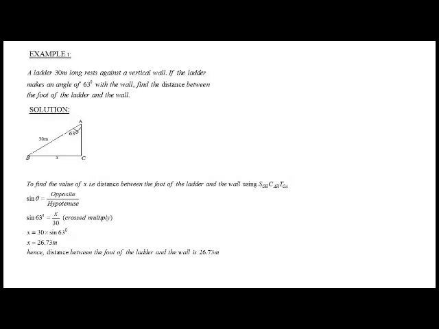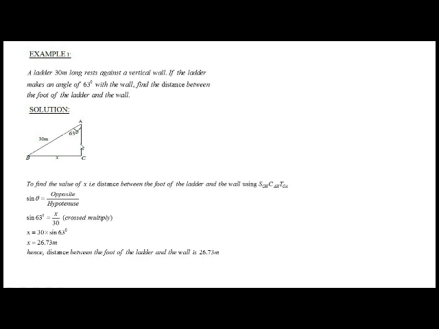Now, look at this example. Let's go to this example. The example states that a ladder 30 meters long rests against a vertical wall. If the ladder makes an angle of 63 degrees with the wall, don't forget, look at that clause, with the wall, find the distance between the foot of the ladder and the wall.